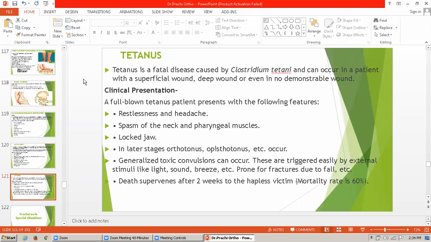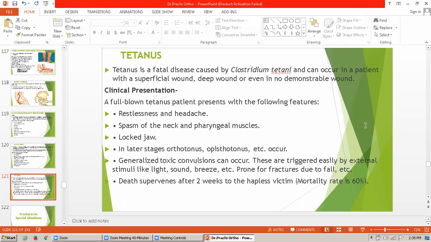Then the last complication of the fracture is tetanus. Tetanus is a fatal disease caused by Clostridium tetani and can occur in a patient with a superficial wound, a deep wound, or even no demonstrable wound. The clinical presentation of a full-blown tetanus patient shows the following features.